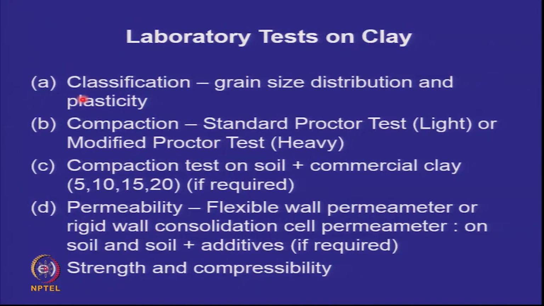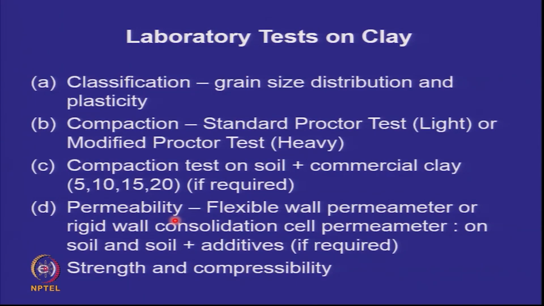The laboratory tests which we talk about are classification of the soil, grain size distribution and plasticity, compaction, the standard Proctor test we have done in the lab, and the modified Proctor test, and the compaction test on soil plus commercial clay. Now the difference is in soil plus commercial clay, every time you add the clay, the compaction curve changes. Why? Because the grain size distribution changes. So the OMC will change and the MDD will change. So we have to perform for all the range of additions. In fact, we should start from 0, original soil, 5, 10, 15, 20%. And then we have to find the permeability, and this is the critical parameter.